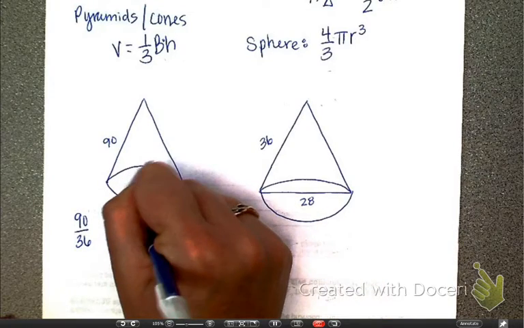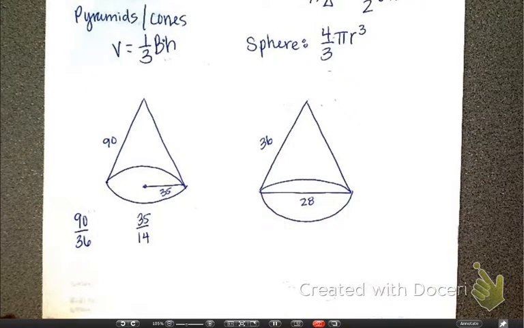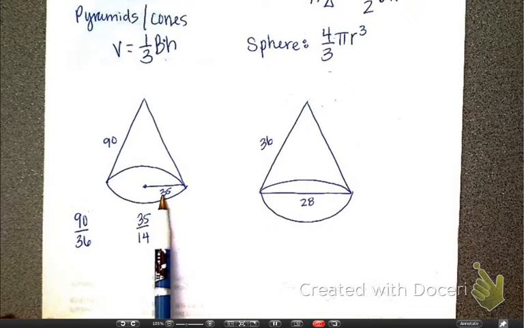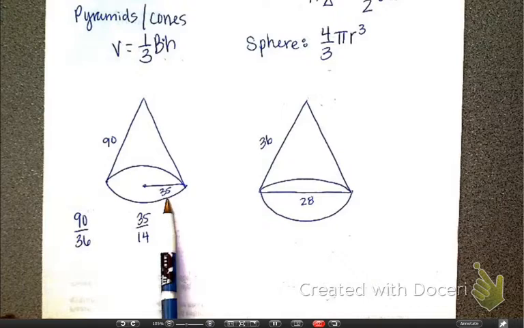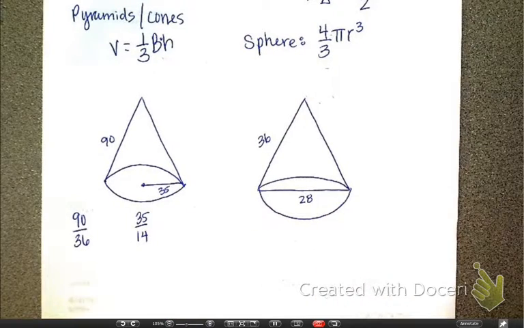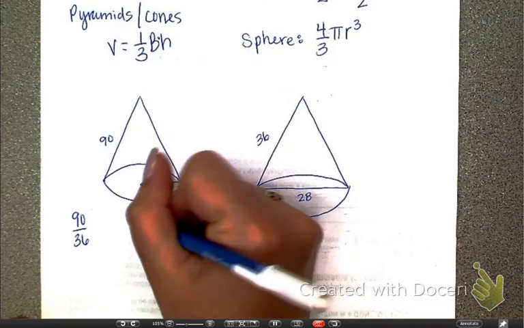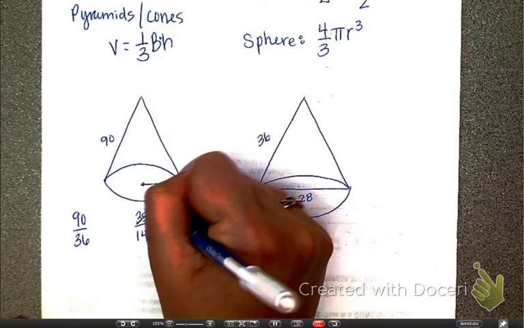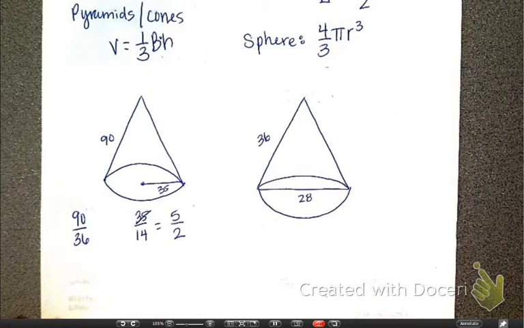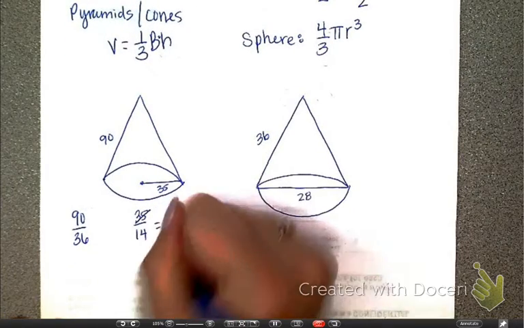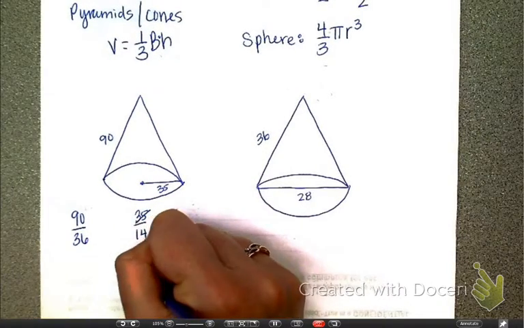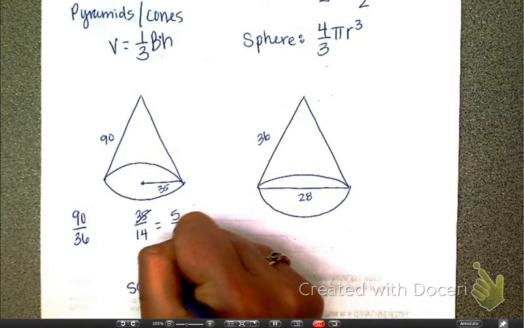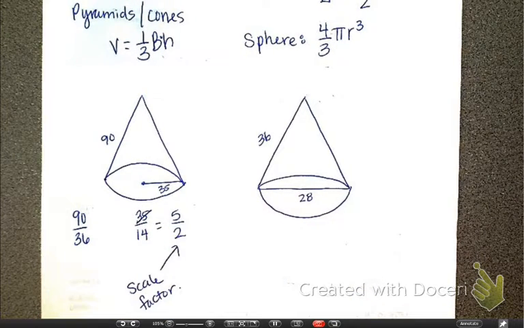D'Anthony, why'd you choose 14 instead of 28? Okay, so this one was a radius, this one's a diameter, so you need to make sure you're comparing the same parts. Now I'm going to reduce this because I think it's a little easier. I know that 7 goes into 35 5 times and 7 goes into 14 twice. So my scale factor is 5/2. Are we okay with that?